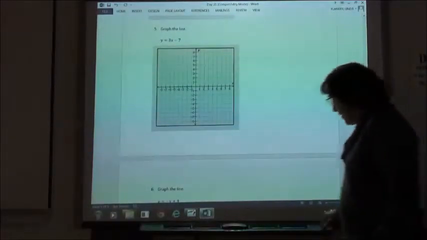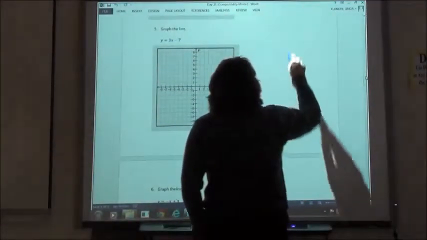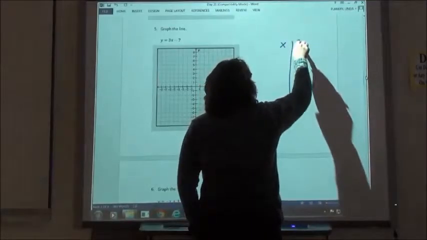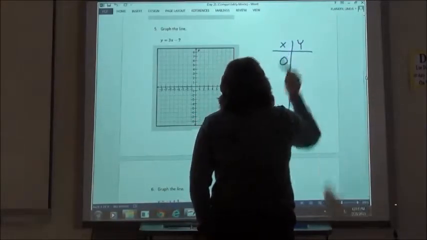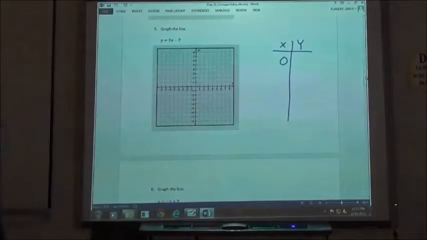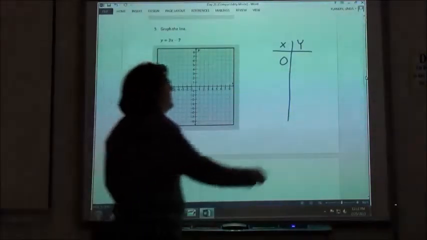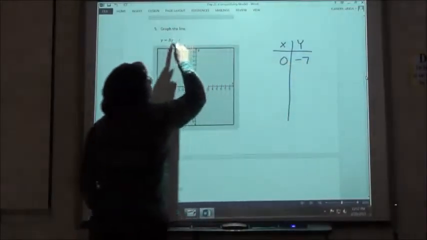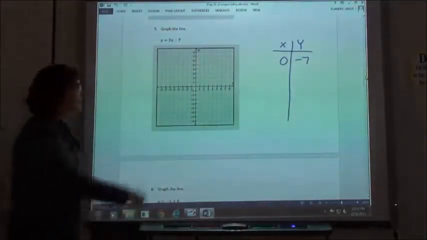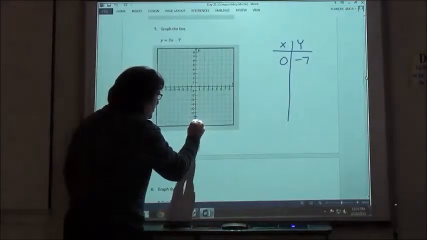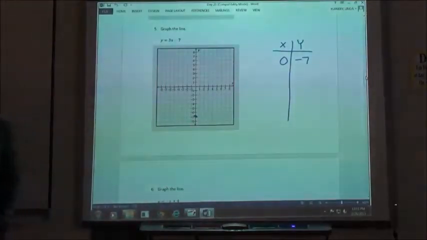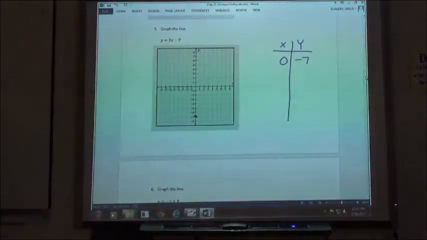So number 5, when I graph my line 3x minus 7, first I'm going to find my y-intercept. If I put 0 in for x, my y-intercept is going to be at negative 7. Whatever that end number is, that's what we should get. Negative 7 is my y-intercept. 0 over, down 7 lands right on my y-axis. Got to pick a few more points to work with.